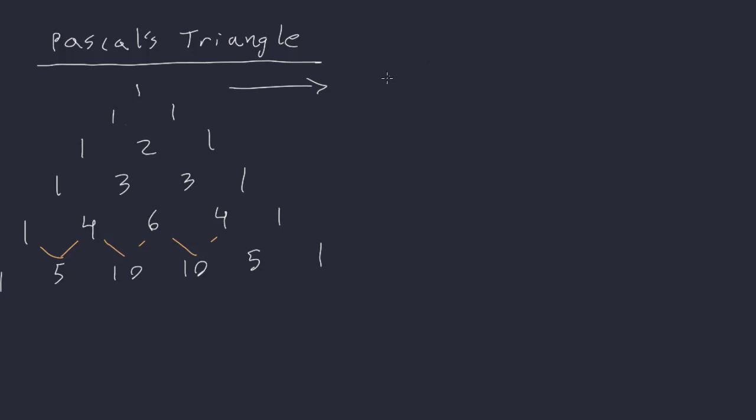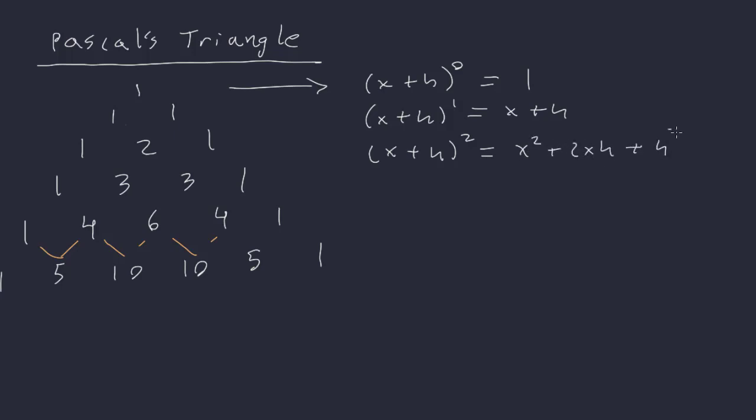Well, in terms of raising x plus h to certain powers, this gives us the coefficients. Say x plus h to the 0 is just going to be 1. X plus h to the 1 is just going to be x plus h. And here's where we're going to start seeing it. X plus h squared is going to be x squared plus 2xh plus h squared. Notice that the coefficients here, 1, 2, 1, line up with these numbers here. Same here, we have 1 and 1.